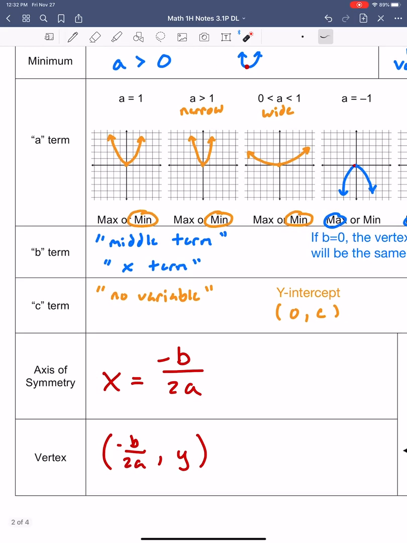All right, and then we have the c term here. That's the last term that's got no variable. And this is important here. The c term is going to be the y-intercept. So right off the bat, when you look at your equation, you'll know the y-intercept. Remember, that's where the graph hits the y-axis, just like you've done in linear equations.